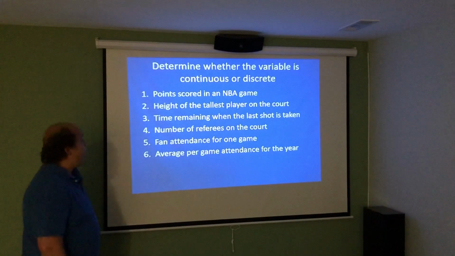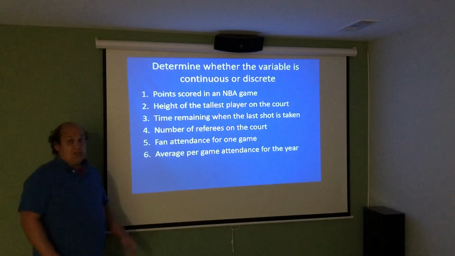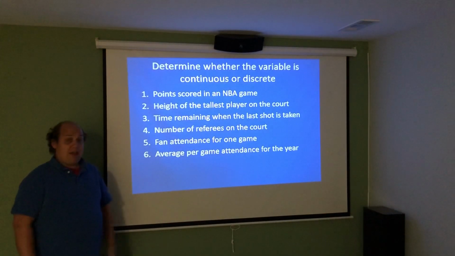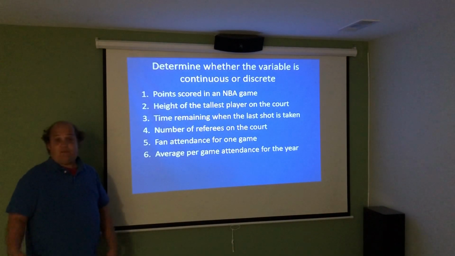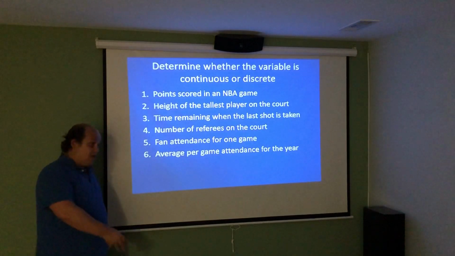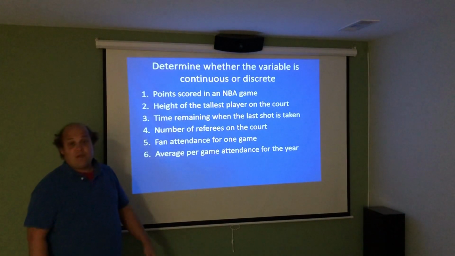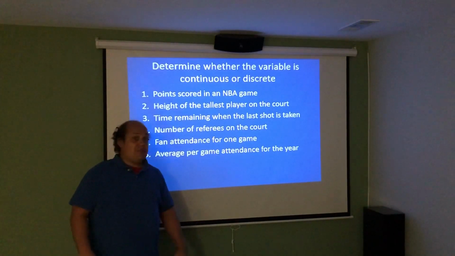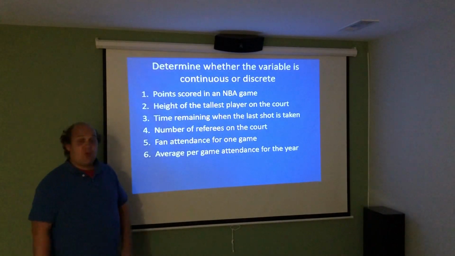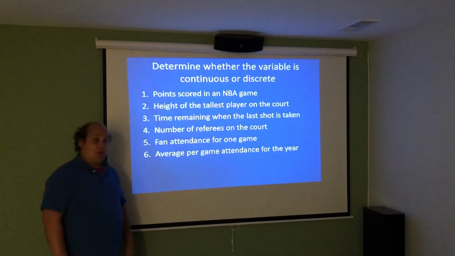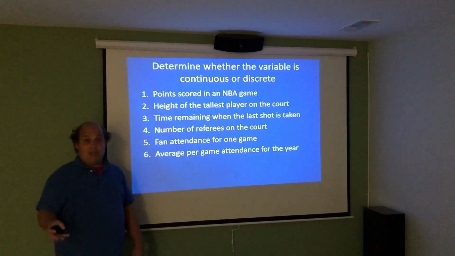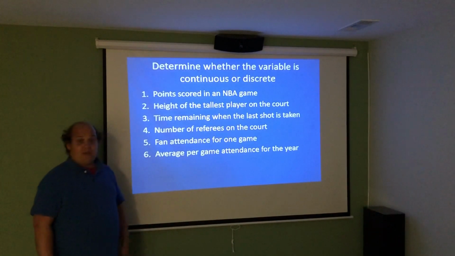So when we talk about points scored in an NBA game, again, this might have required some background knowledge, but there's no way to score half a point. Free throw gets you 1 point, a regular field goal gets you 2 points, a 3-point field goal gets you 3 points. There's never a time where you can have half points. For that reason, this is a discrete variable. A team can win 123 to 110, they can't win 123.5 to 122.8.